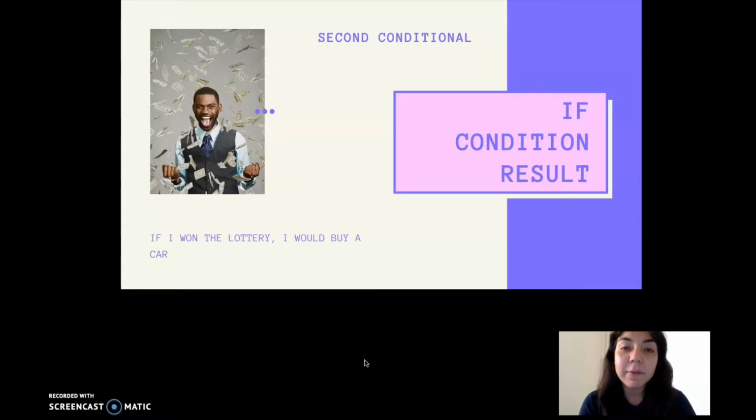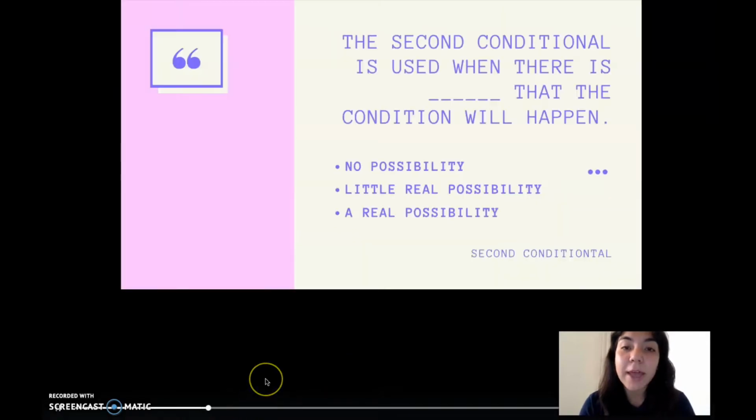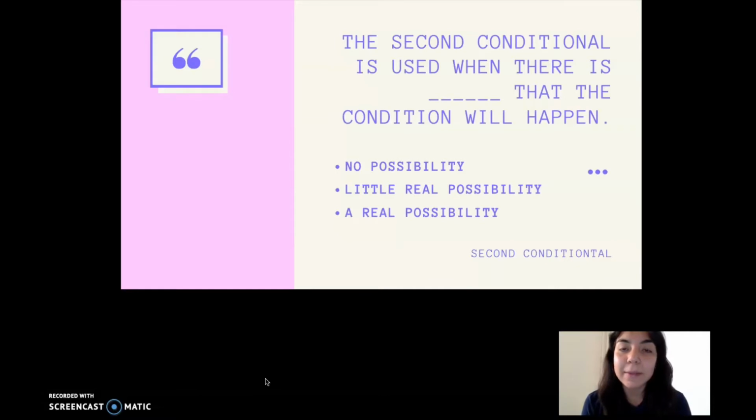It is formed by three different parts. We have the if clause, then we have the condition, and finally, we have the result. If we look at the sentence, it says, if I won the lottery, I would buy a car. What does this mean? The sentence refers to actions that possibly will not happen, okay? And it's not from the past, it's not from the present, but from the future.